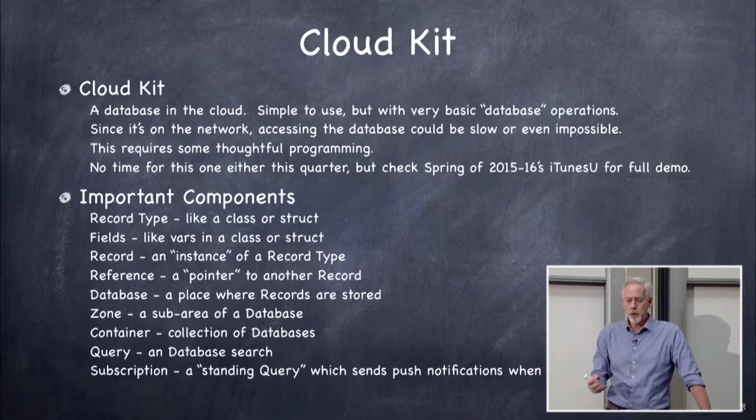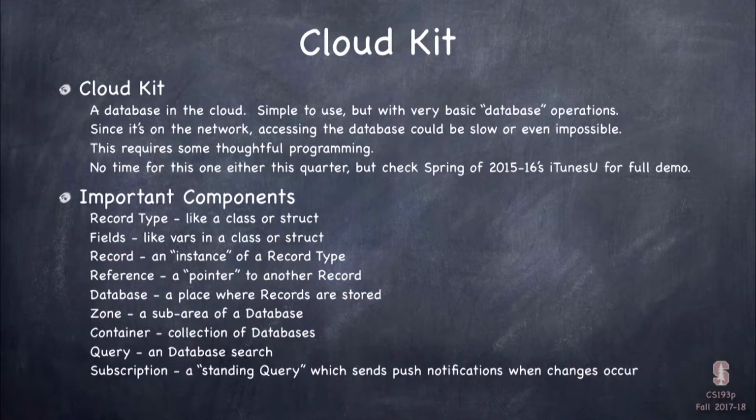So the important components of CloudKit: you've got record types. That's kind of like classes. You've got fields. That's like a var in a class. A record is an instance of a class. A reference is like a pointer to another class. You've got databases and zones inside databases. You've got containers that contain databases. You've got queries. That's a little bit like a fetch request in Core Data. It's actually quite similar to a fetch request in Core Data.